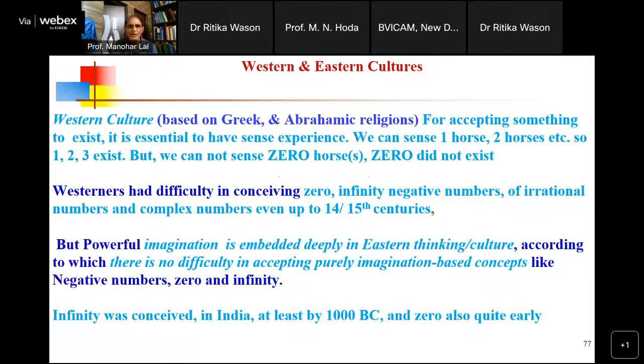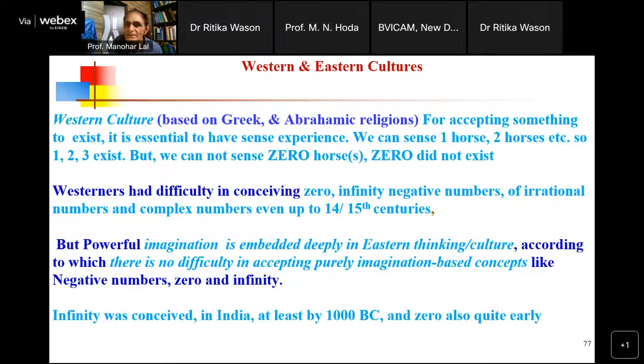scientific progress. Now, Western culture based on Abrahamic religion. This is a very important thing. They think that anything, it is an epistemological or metaphysical question, what exists? It is a very important question in philosophy. So in Western culture, you could not accept something as existing if you cannot experience it. Because we can see or experience one horse, two horses, three horses, but we can't experience zero. So zero was accepted in Western culture with great difficulty. It was accepted only around the 12th or 13th century.